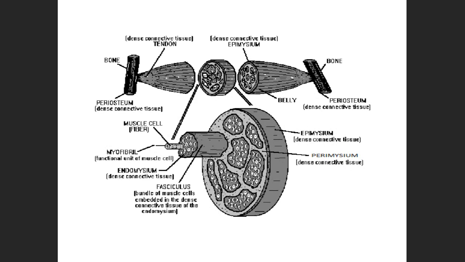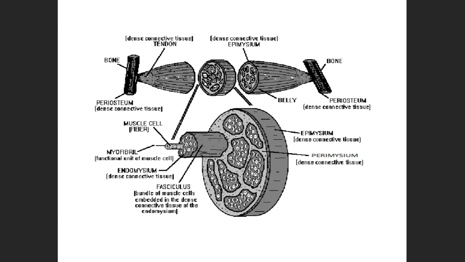That connective tissue covering, the dense connective tissue in the tendon, which is continuous with the periosteum of the bone, extends all the way around the muscle. And so it becomes the outer covering of the muscle. And that dense connective tissue on the outside would be called the epimysium.